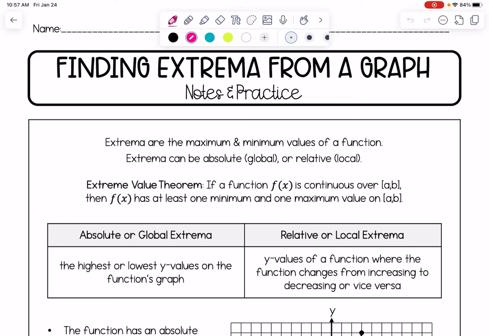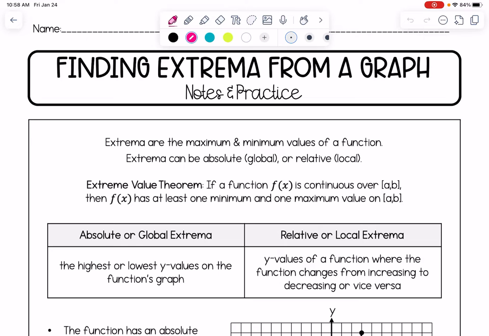In this lesson, we'll be talking about how we find extrema when we're given a graph. Extrema are the maximum and minimum values of a function. Extrema can be considered absolute, another term for that is global, or relative, another term for that is local. Absolute and global extrema mean the same thing. Relative and local extrema mean the same thing. And we'll talk in this lesson about what the difference between those is.